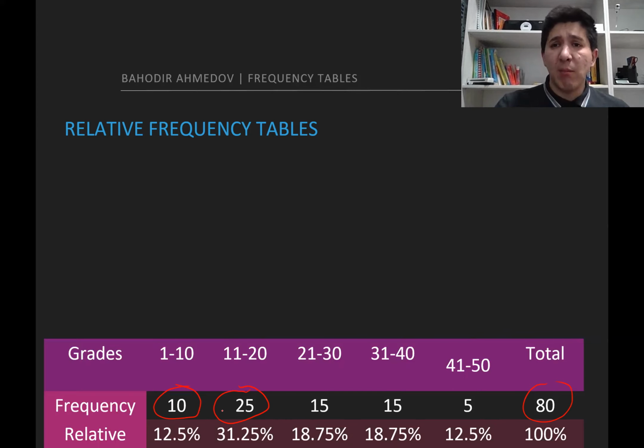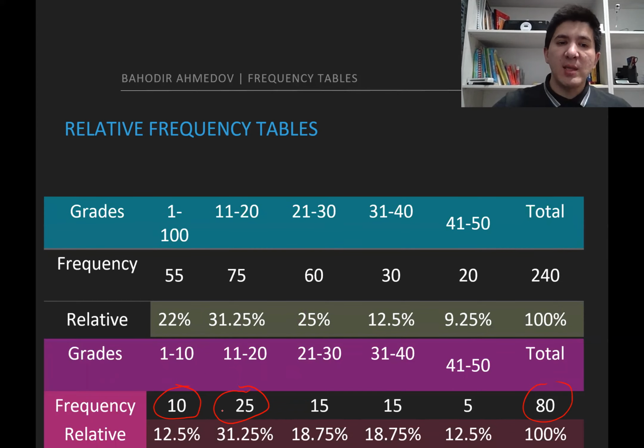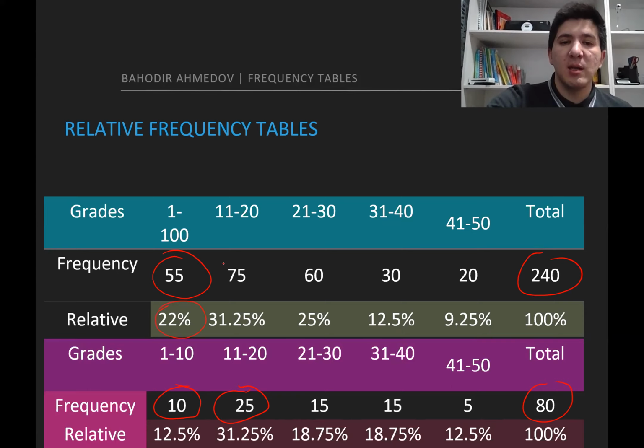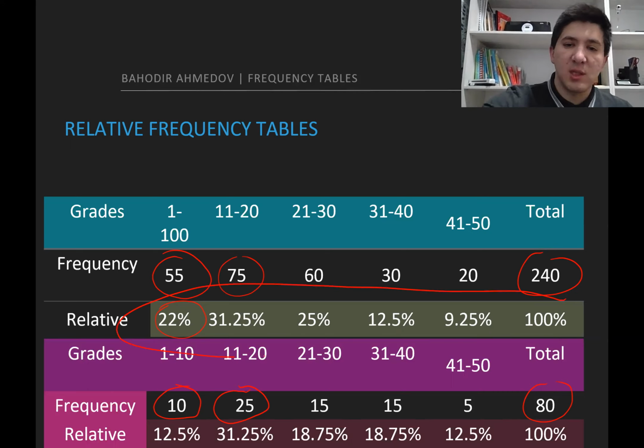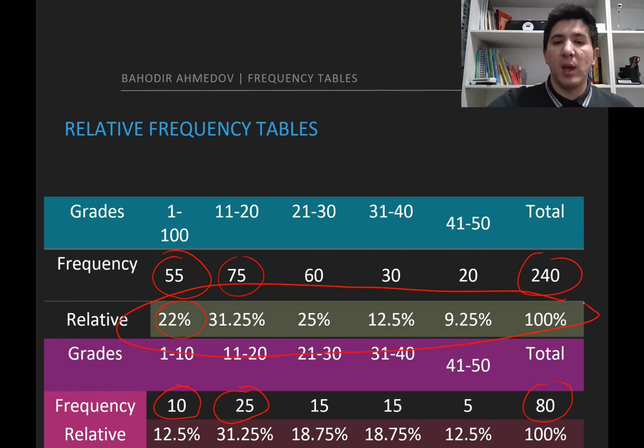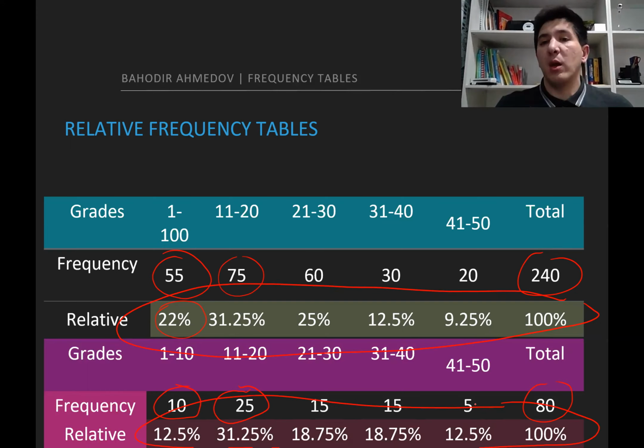I can do the same thing for the second table. I divide 55 by 240, which gives me about 22.9%. 75 divided by 240 gives me 31.25%, and so on. And now, by just looking at the relative frequency table for the second group and the relative frequency table for the first group, we can compare the performance of these two groups.